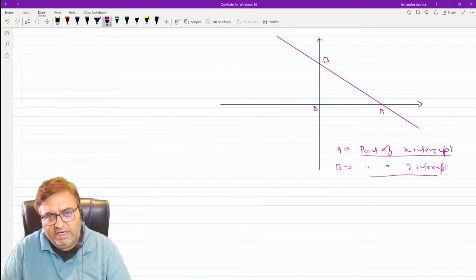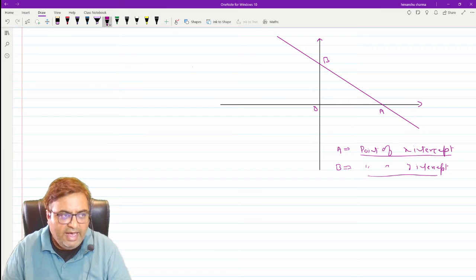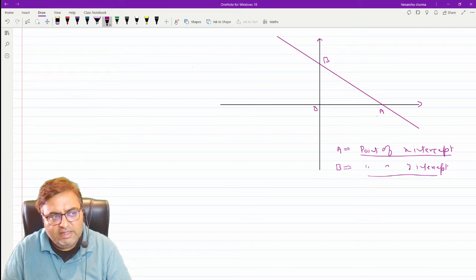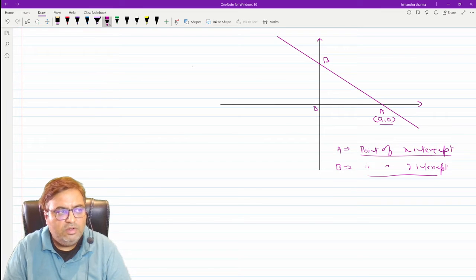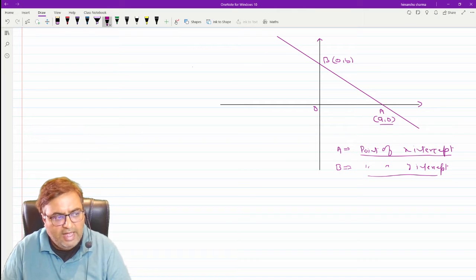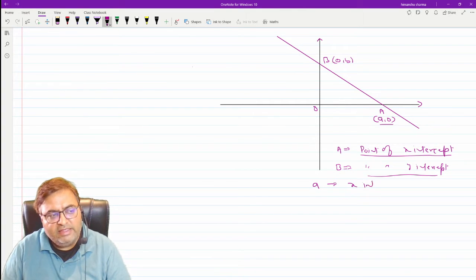Okay, clear with it? Now, as this point A will lie on the x-axis, it will have coordinates of the form a comma 0, the ordinate has to be 0. And this point lies on the y-axis, so it will be of the form 0 comma b. Now here a and b can be positive or negative depending on the location of A and B. So the abscissa of A is called the x-intercept, and the ordinate of B is called the y-intercept.